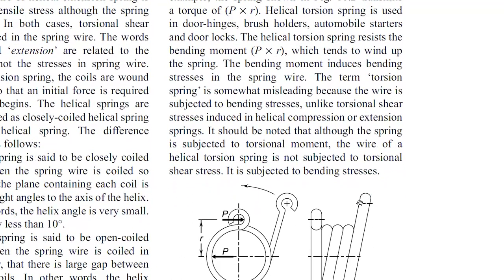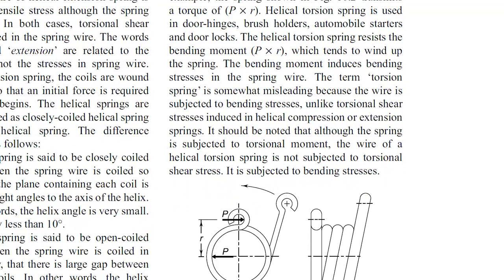Let us take one example. I'm applying some force P over here on the helical torsion spring, and it is R distance away from the center of the main coil. So whatever torque will be produced is equal to force into perpendicular distance. So it is P into R. This is the torque which we are having.